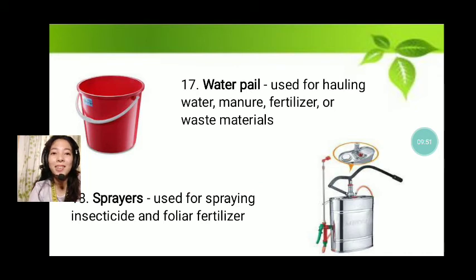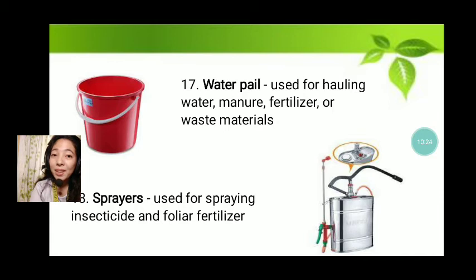And then we have here the sprayers. So look at the picture. This is a knapsack sprayer. So where can you commonly see this? We see this in the rice field with the farmers. Yes, very good. Farmers use this for spraying insecticides and foliar fertilizers.